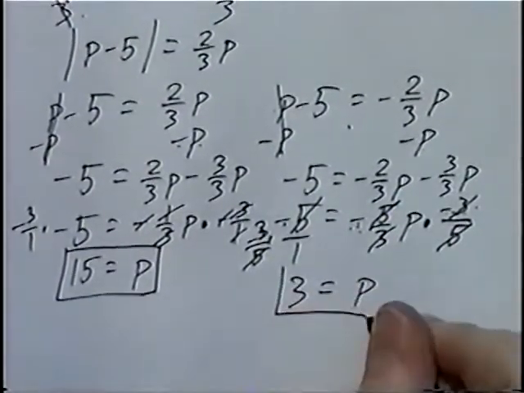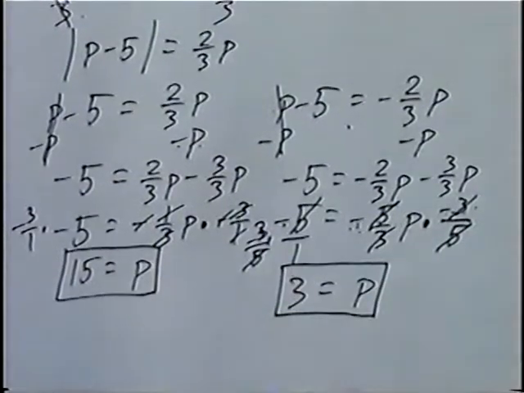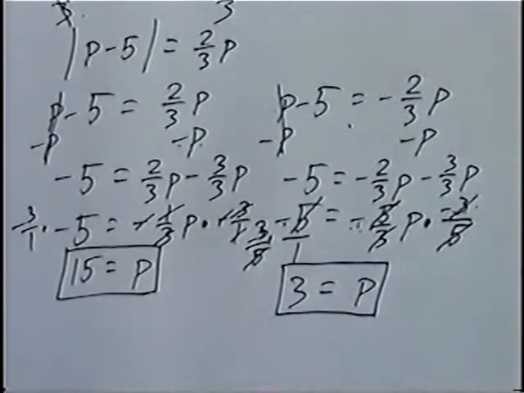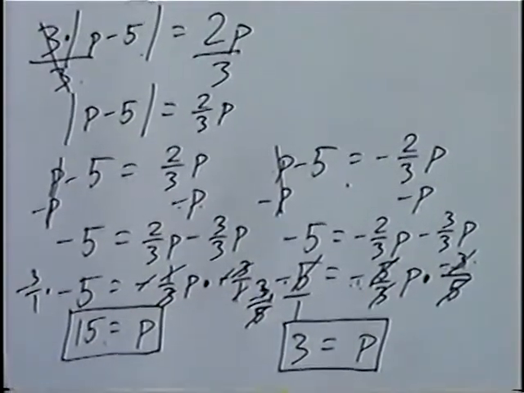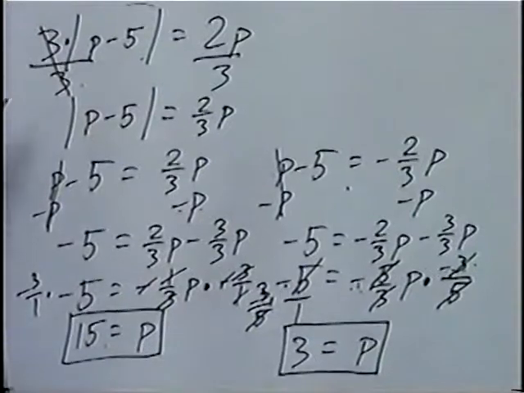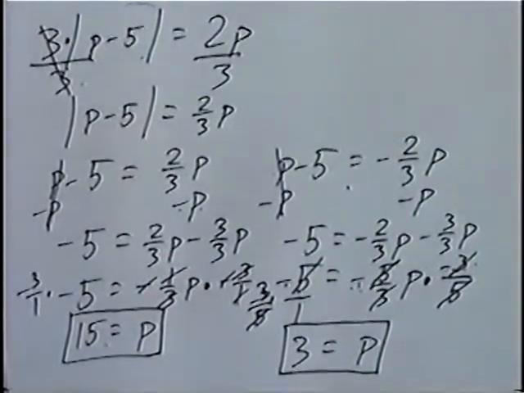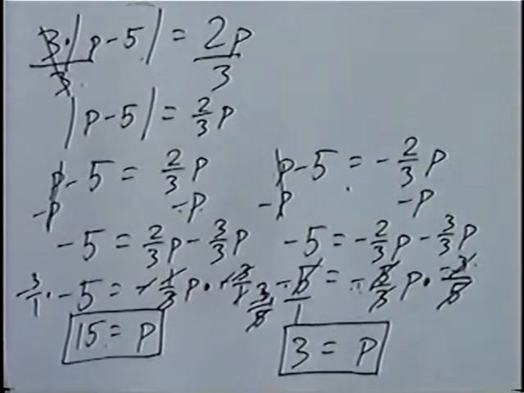So again, our possible answer is 3 equals p, or p equals 3. Always double check answers on absolute values, or two possible answers. Make sure you double check by plugging back into the original equation to verify that they work.